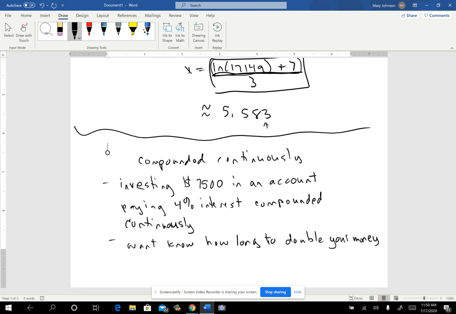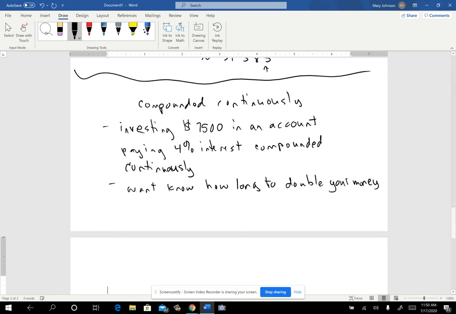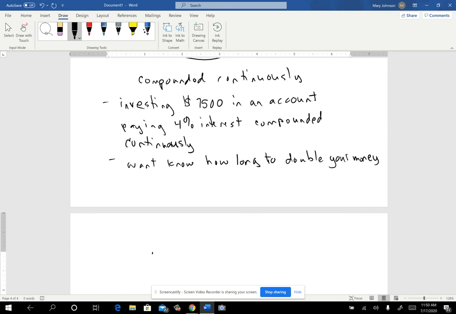All right, so first off, if it says continuously, then you're going to need to use A equals P e raised to the rt power. All right, the 7,500 is what you're investing, so that's your principal. E is a number that's being used as the base. You don't plug anything in for that. The r was 4%, so you change it to a decimal, 0.04. And you don't know your t, you're looking for that, but you want to know when that reaches double. So you invested 7,500, so double that would be 15,000, okay?